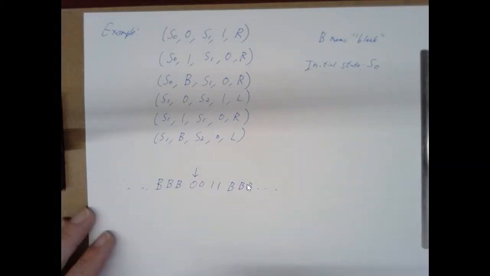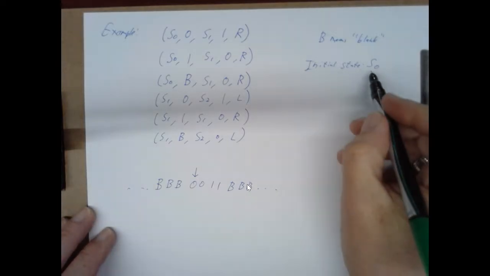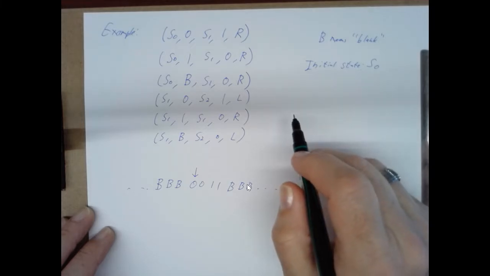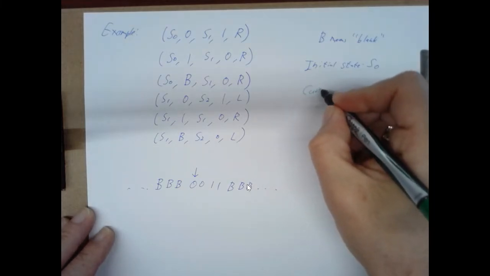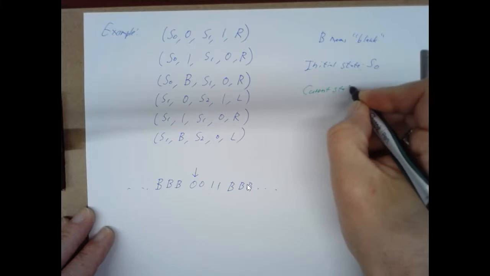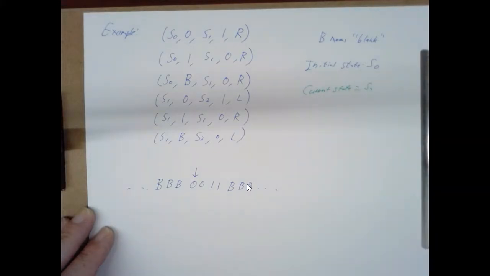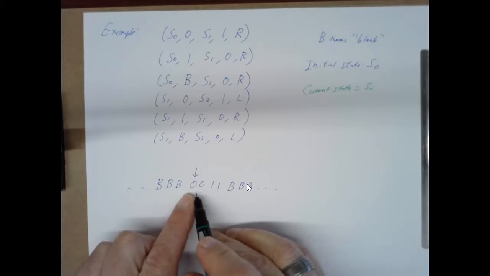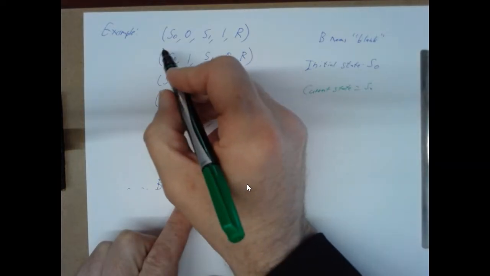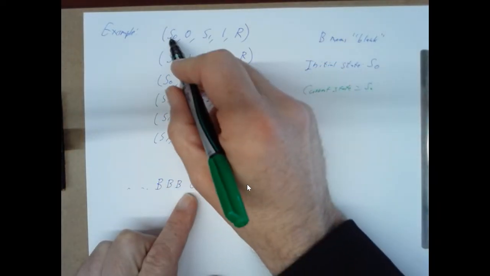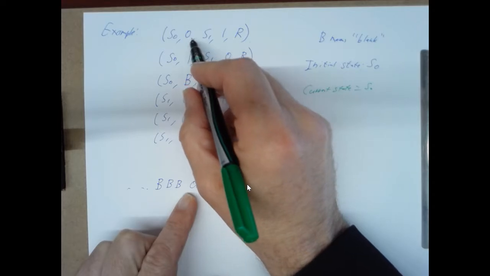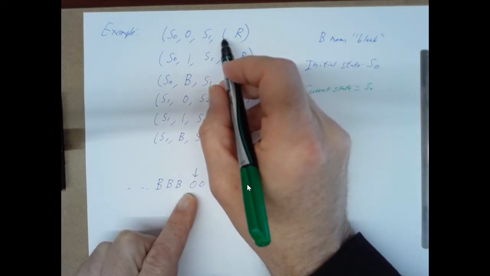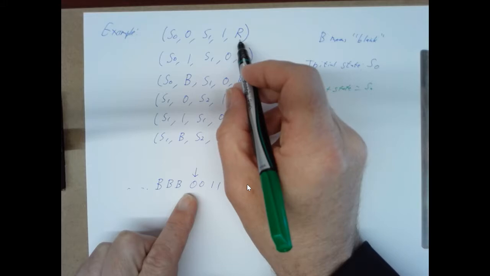All right, so we're sitting in state S0. We know that because that's our initial state. So our current state is S0, and there's a 0 sitting under our head. So is there anything in our state table that says our current state is S0 and there's a 0 under the read-write head? That's this right here. Okay, so this is current state, symbol under the tape, next state, symbol we should write on the tape, and then how we should move.